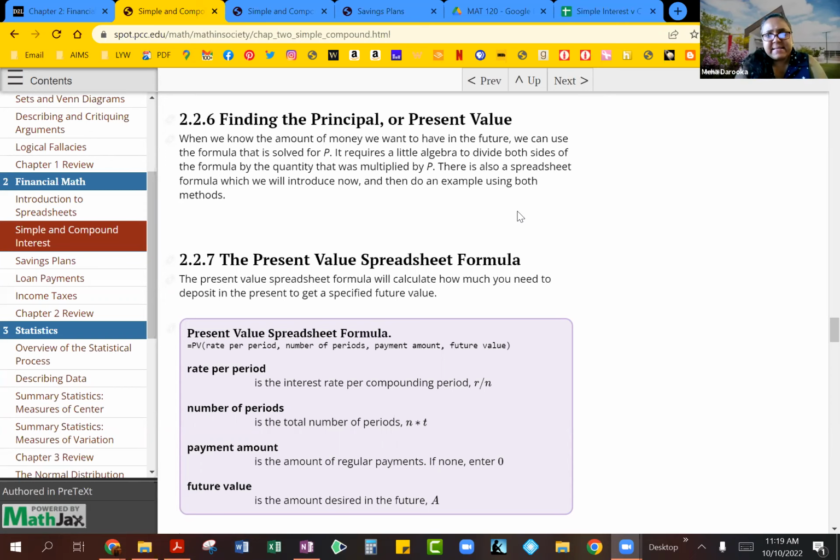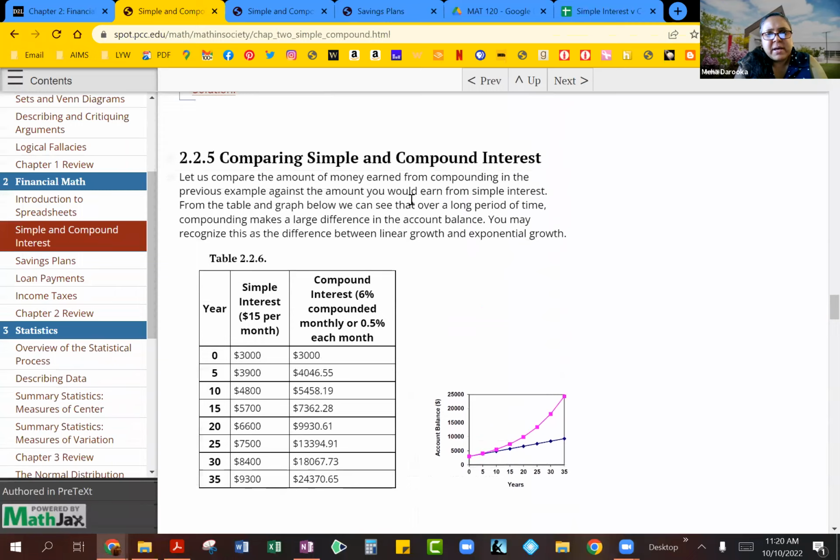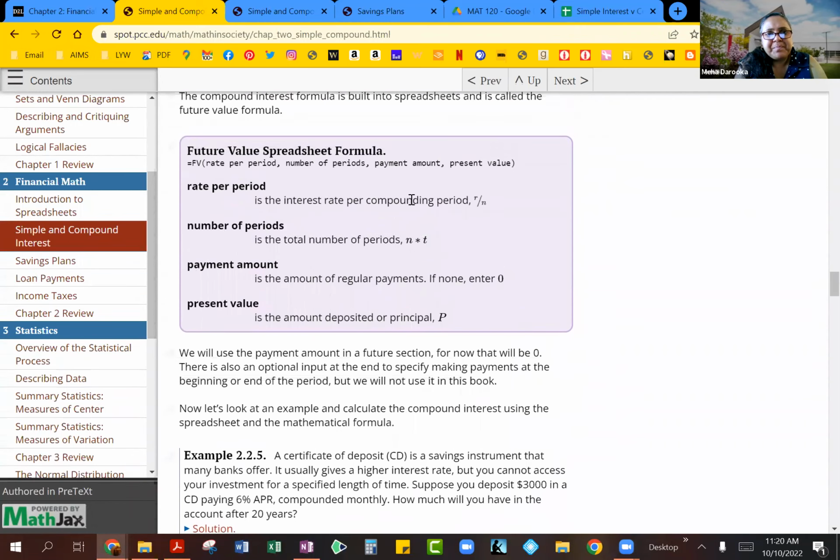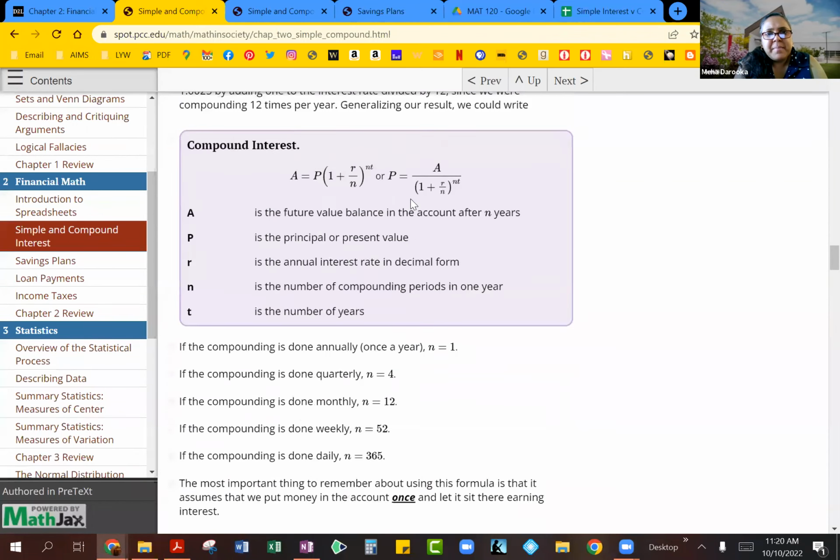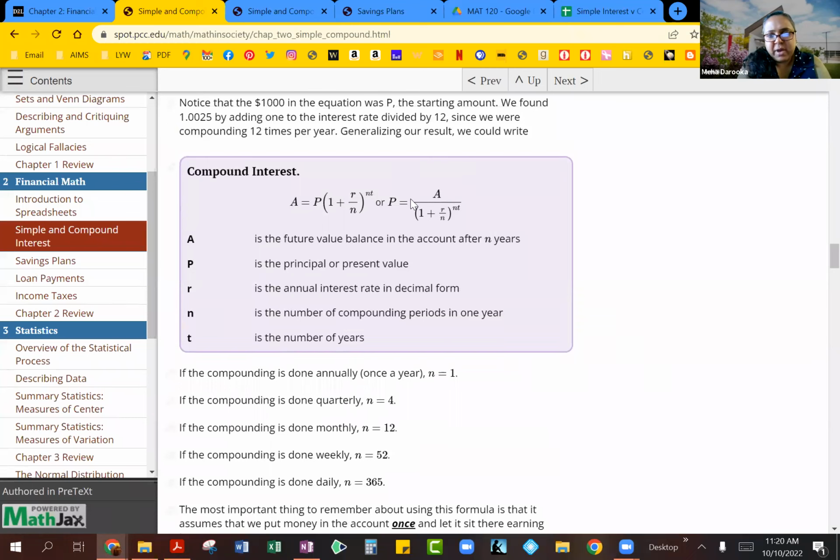So in this case, they had actually shared that formula with us when they shared the compound interest formula with us. So it's right over here. And this is the formula that you would use if you knew how much money you wanted in the future, but how much should you deposit today?